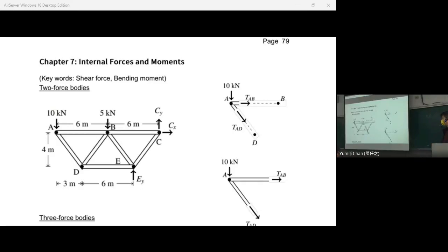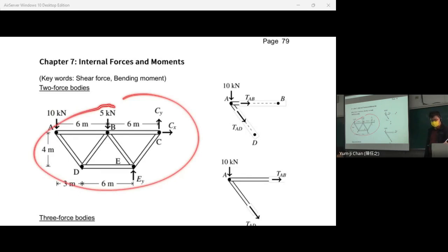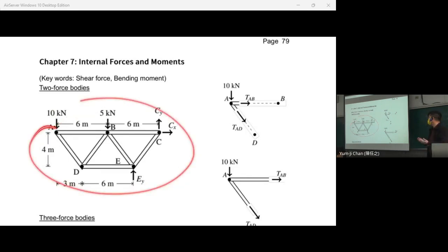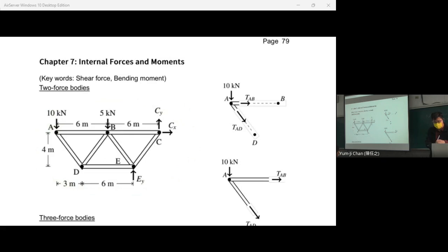So we begin with chapter 7, internal forces and moments. Now we look first at the thrust in chapter 6. In chapter 6, we talk about thrust and internal forces of trusses. Because in trusses we have two force bodies, and straight two force bodies.